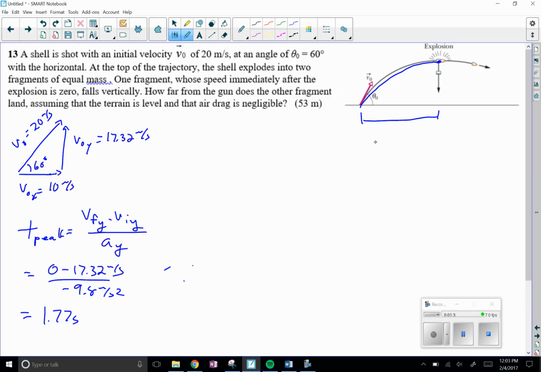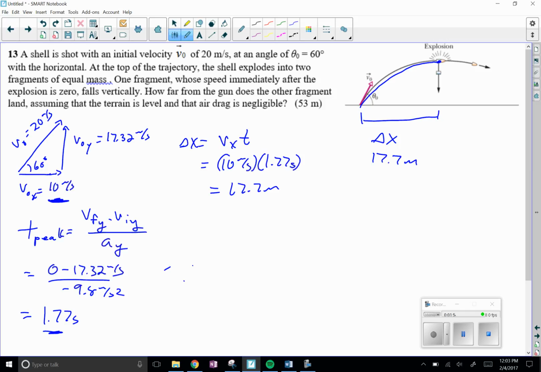So this displacement here is just going to be how fast I'm moving horizontally, 10 meters a second, times 1.77 seconds. So my displacement there is going to be dx times t. So 10 meters a second for 1.77 seconds gives you 17.7 meters.